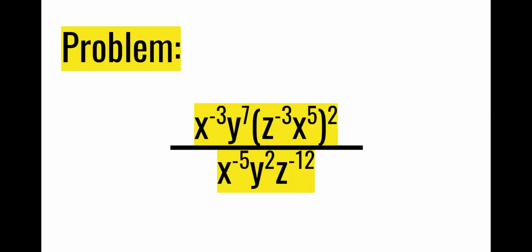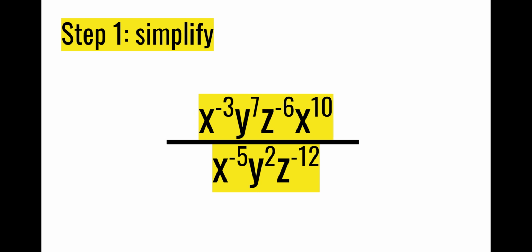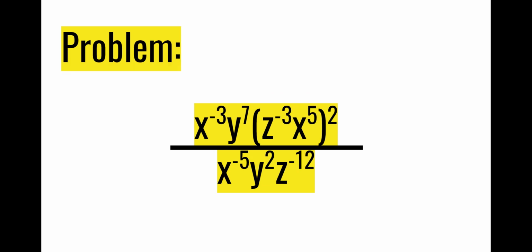So, this is the problem we're going to be working with today. And in order to solve this problem, the first step is to simplify. In case you didn't notice how I got the z to the negative 6 and the x to the 10th power, what happened is I first need to simplify this parentheses.